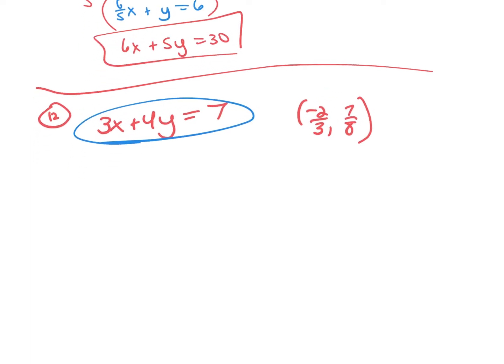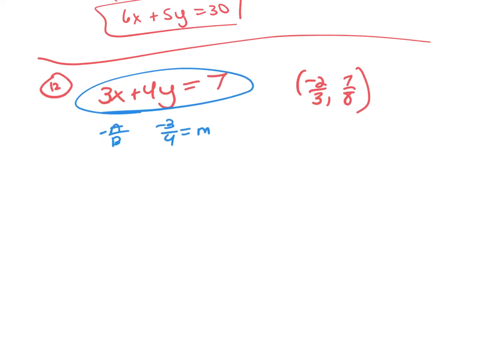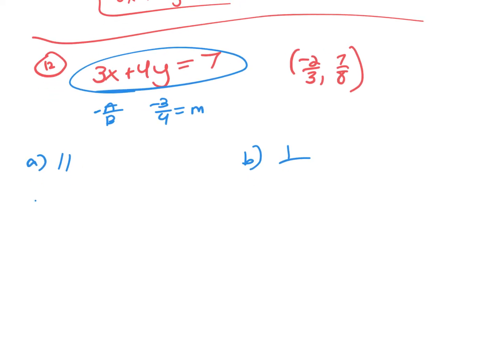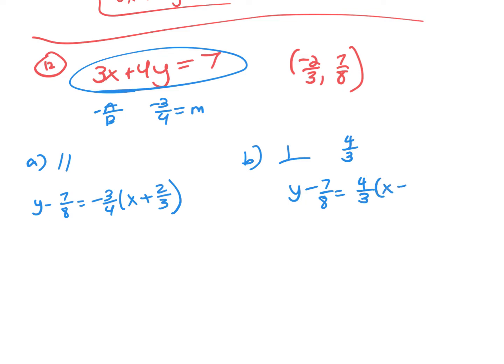Yeah. It's parallel. So negative A over B is the shortcut, right? So negative 3/4. That's your slope for parallel. It is A parallel and B perpendicular. Yeah, okay. And then, so y minus y1 equals m times x minus a negative 2/3, which is plus. And then for B, my slope is positive 4/3. So y minus 7/8 equals 4/3 times x minus a negative 2/3, which is again plus 2/3.